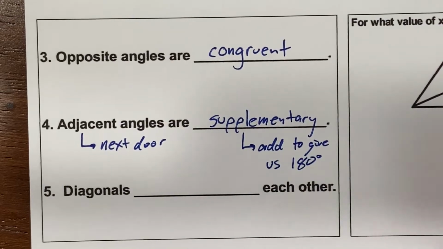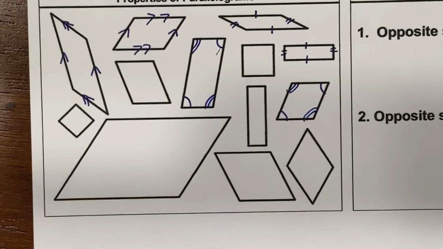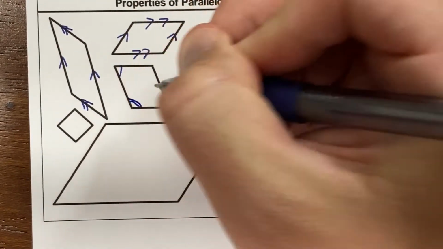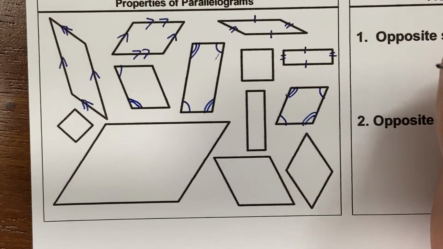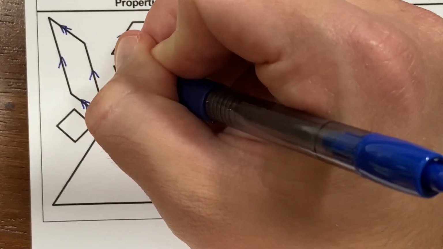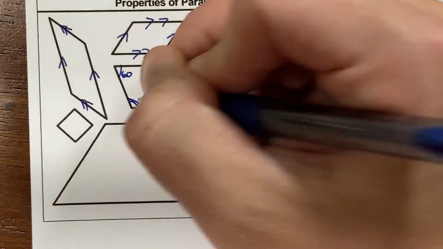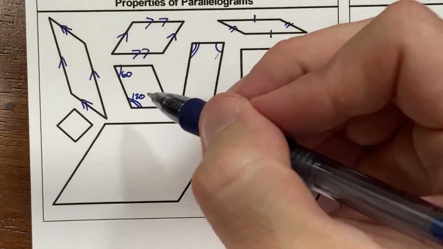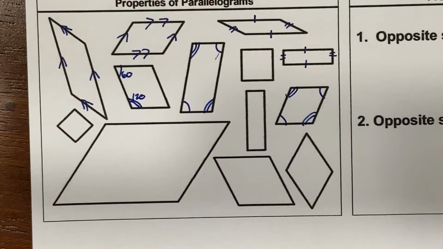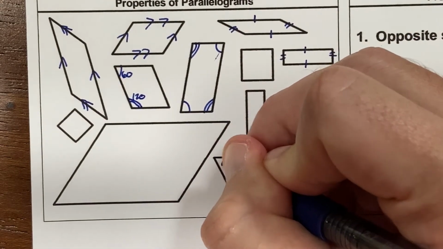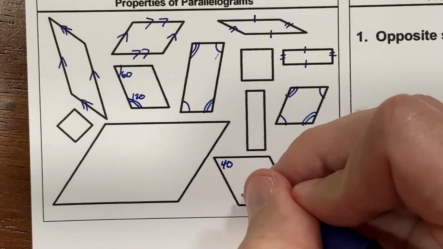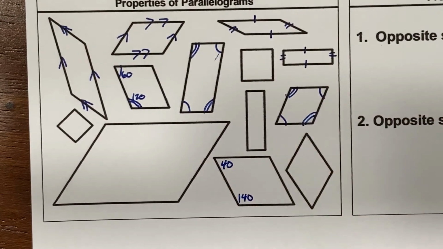Okay? So what does that mean? Adjacent angles that are right next door to each other. That means like this angle and this angle would add to give me 180 degrees. So like if this were 60 right there, that means this one would have to be 120 because they would have to add together to give me 180. If this one was 40, then the one right next door to it would have to be 140 because they add together to give you 180.